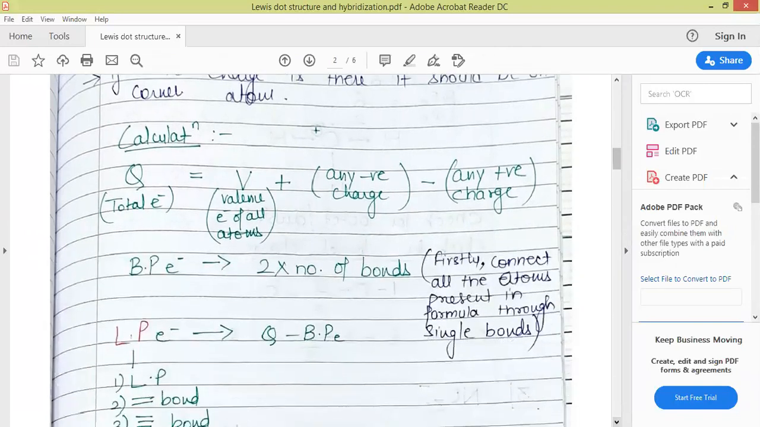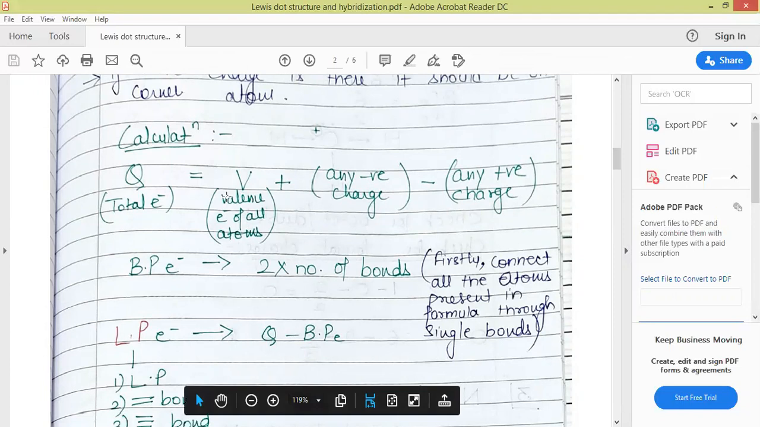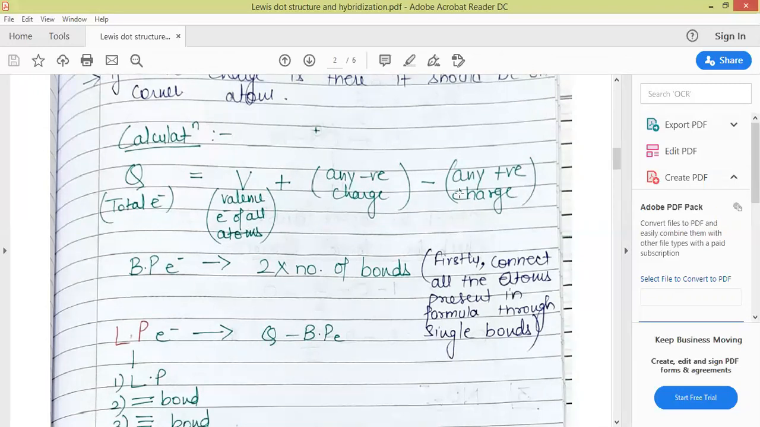Let's get started with the calculation part. Firstly, if we are given the formula of the compound for which we need to draw the Lewis dot structure, we first calculate Q. Q is the total number of electrons associated with the molecule. As I have already mentioned, while drawing Lewis dot structures we need to consider only the valence electrons of the atoms. So Q is equal to V plus any negative charge present minus any positive charge present on the molecule.